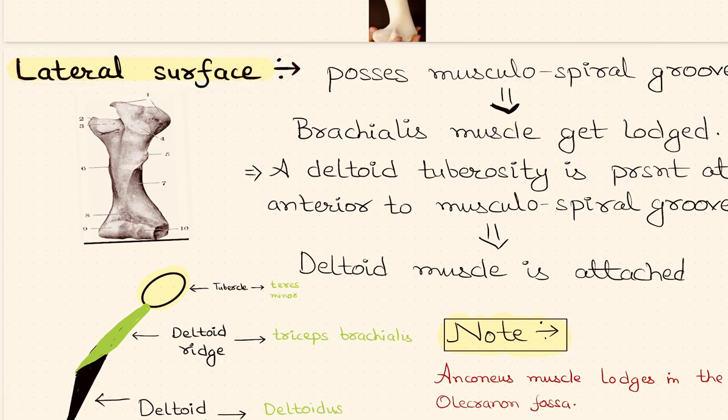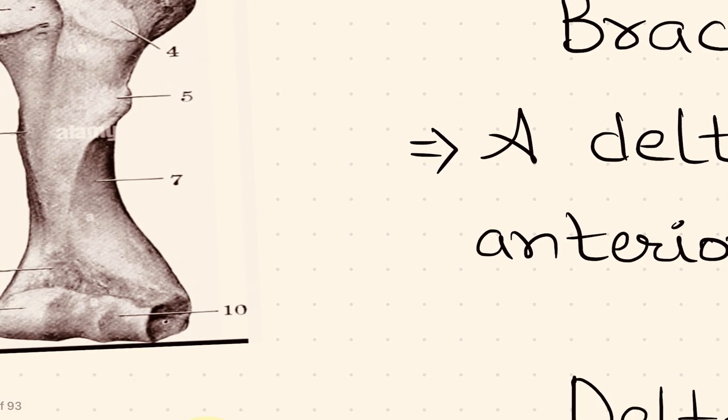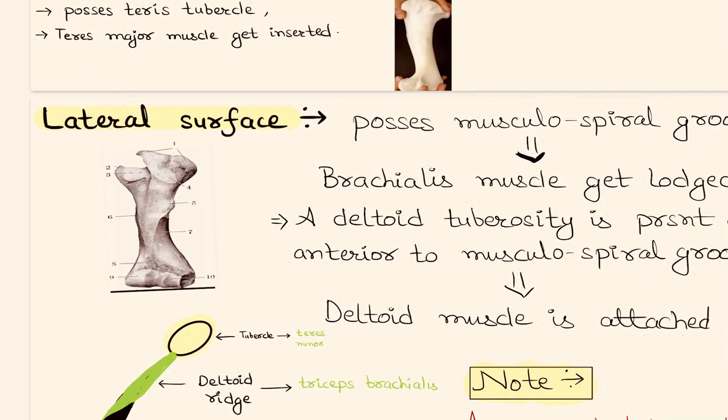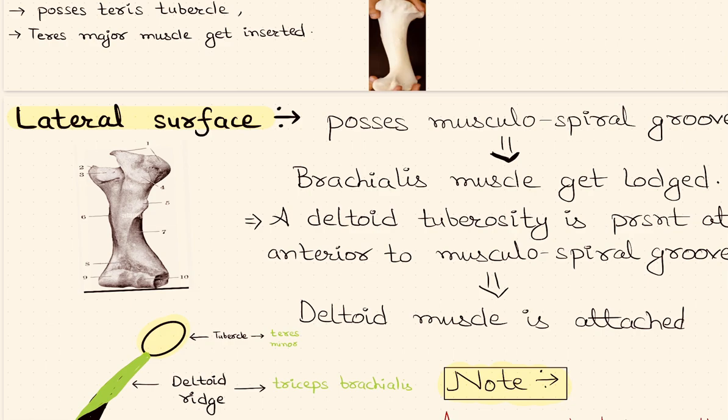So let me discuss it for you. It possesses a musculospiral groove. What is this musculospiral groove? This is a diagram. This is the musculospiral groove. You can see this is a groove-like region. What is this groove? It is a depression, but a shallow depression. So it forms a groove here. This is the musculospiral groove, and in this groove there is a muscle known as the brachialis muscle.